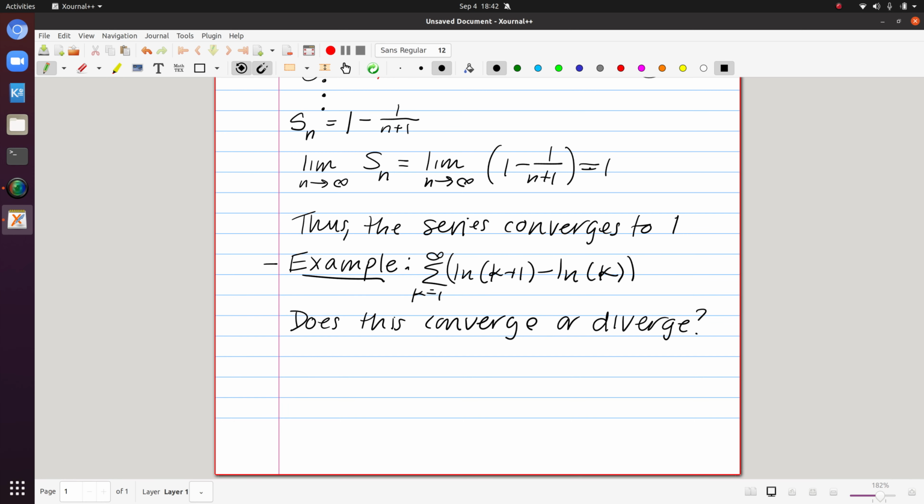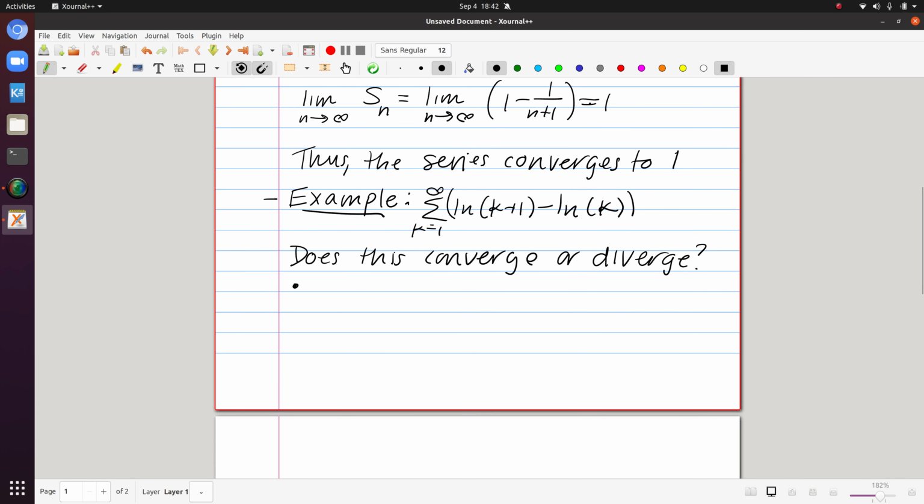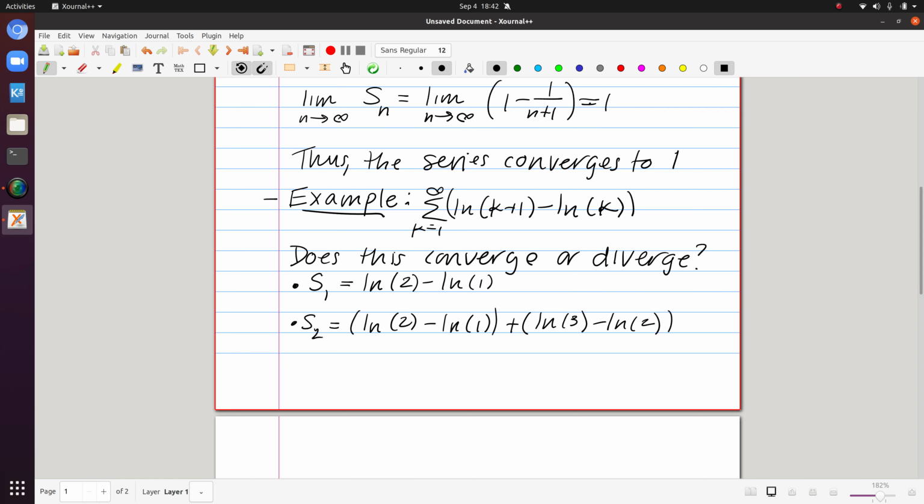And with my goal of trying to find the limit as n approaches infinity of the nth partial sum, I start to write out partial sums until I notice a pattern. So when we start with k equals 1 to get the first term, we have log 2 minus log 1. When I get to S2, the sum of the first two terms has log 2 minus log 1 plus log 3 minus log 2. And if I go to the third partial sum, again, I have those same two terms from the second partial sum, but added on to that, I have the third term of the series, which is log 4 minus log 3.